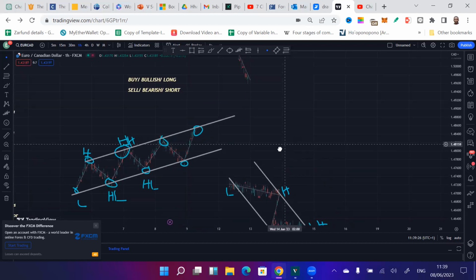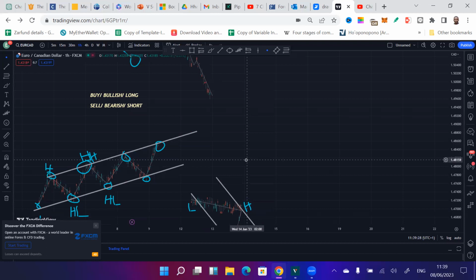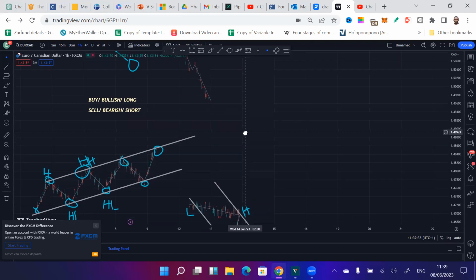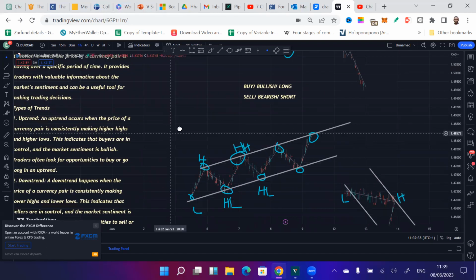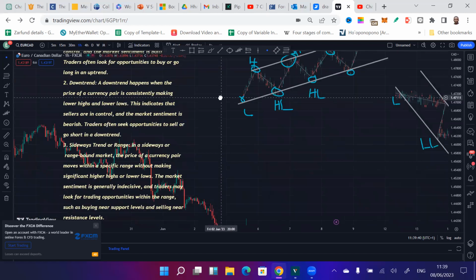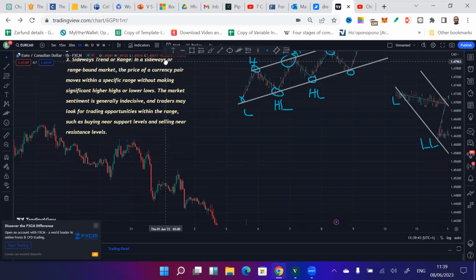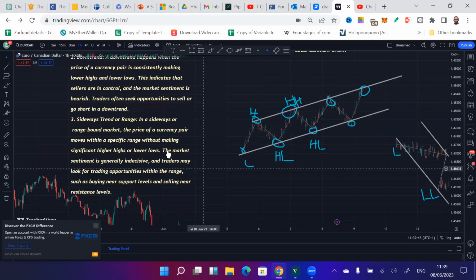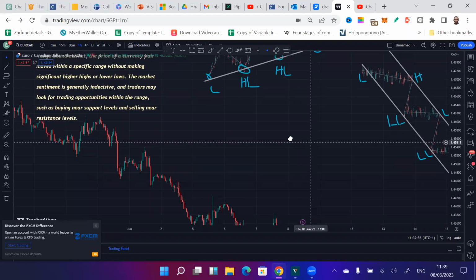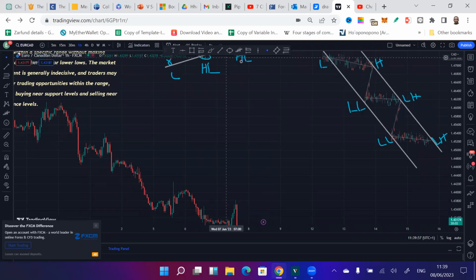Okay, so now what's the next one? The next one is a ranging market. So a ranging market is what we said before. We said a range is a sideways market. A sideways trend or a range is a sideways or range-bound market. Okay, so let's identify what that looks like. So we'll look at this.